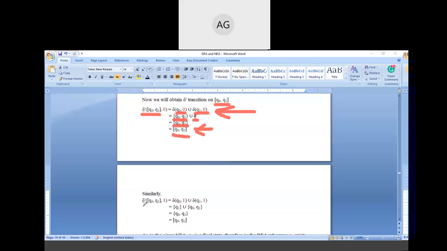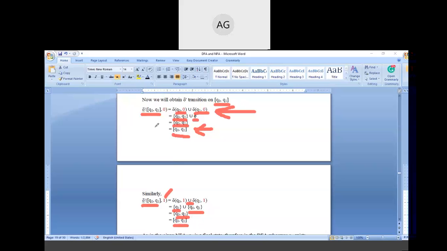Similarly, we can find out the new state Q0 Q1 with input symbol 1. So we can break it into Q0 on 1 union Q1 on 1. From Q0 on 1 we get Q1, and from Q1 on 1 we get Q0 Q1. By taking the union, we get Q0 Q1, because Q1 is repeated two times. When we are taking the union, it will come only once. So our final answer will contain Q0 Q1.